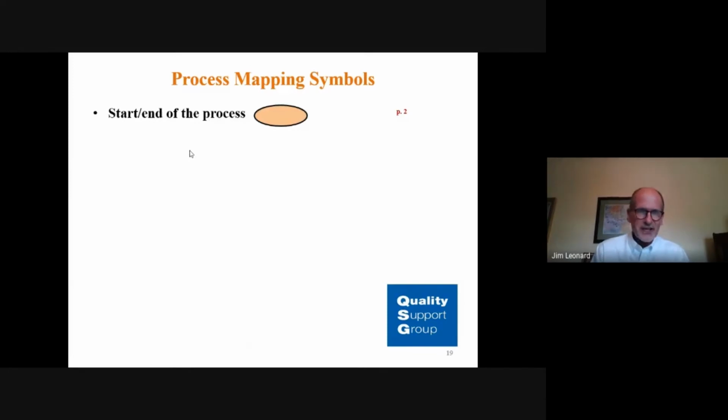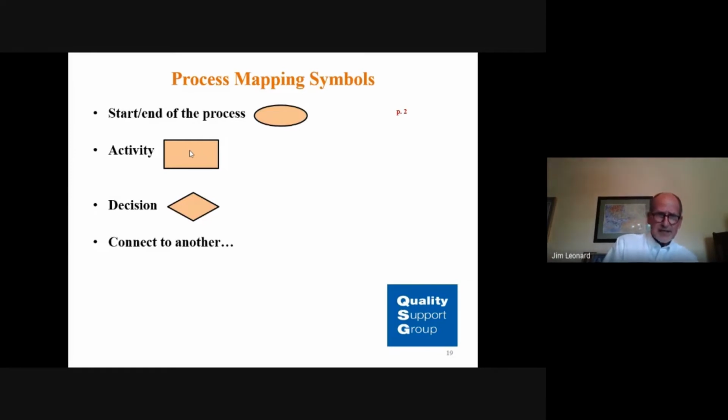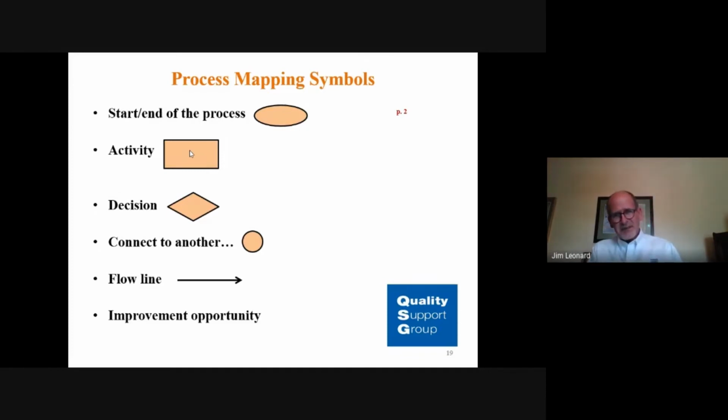Kind of a football shape is the beginning or the end of a process. An activity, something that advances the work, that adds value, that's a rectangle. Sometimes it's a decision point. Maybe this is a go, no-go decision. Maybe it's an inspection point. That shows up as a diamond. If we're going off the page to another process map or another page, just a circle to show that connection. Flow lines connect and tie everything together. And then some people like to use a kind of a lightning flash to show an improvement opportunity.